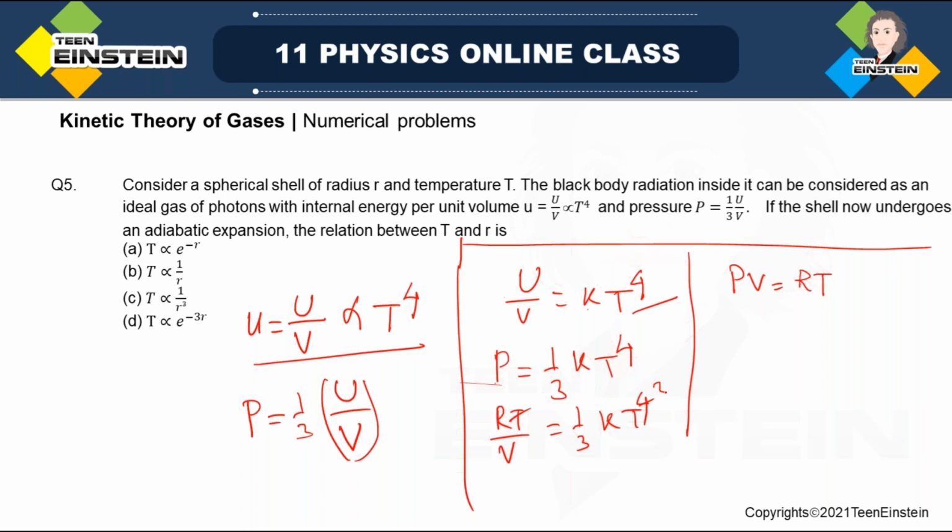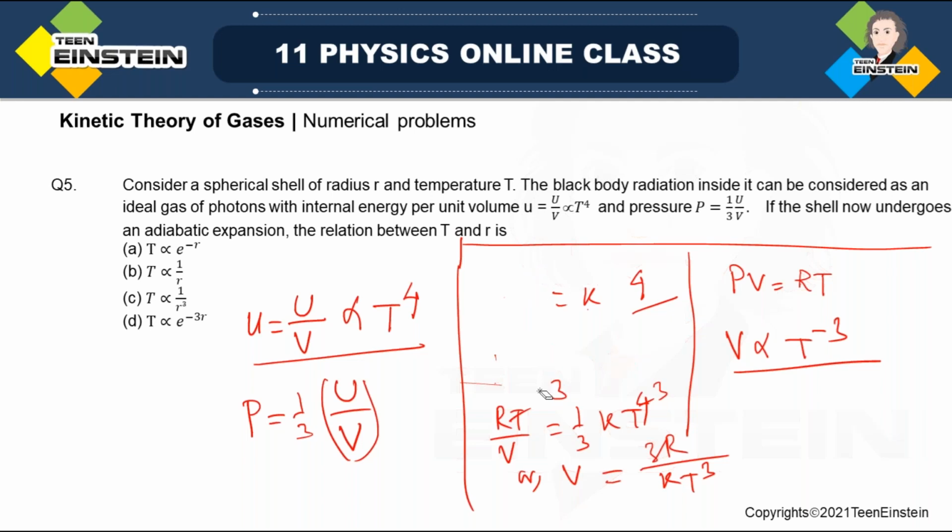So from here, we get the relation between V and temperature, V is proportional to T to the power minus 3. So we have got V is equal to 3R divided by K into T to the power 3. Look, this is a constant term.